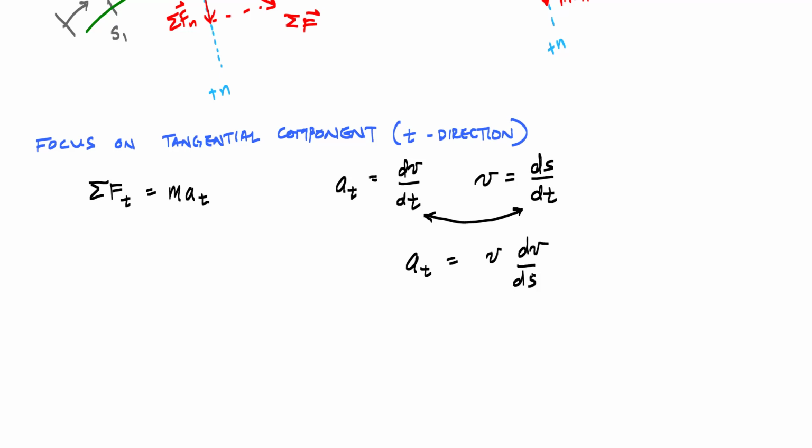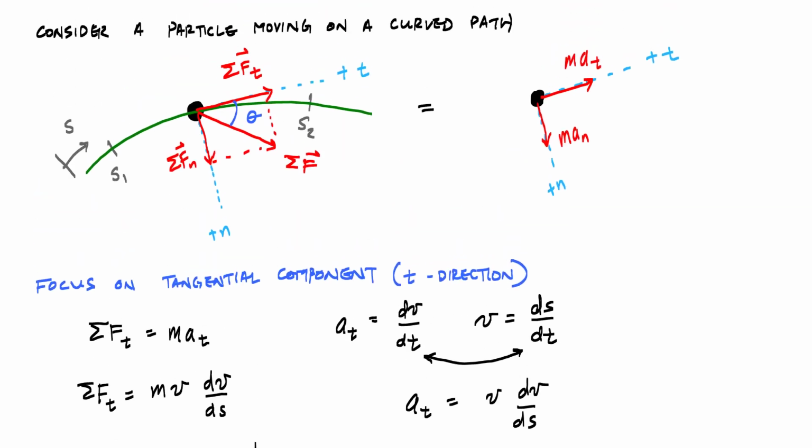If I substitute for this acceleration in my equation of motion, then I get the sum of the forces in the t equals m v dv over ds. I do some rearranging right here, and I'm looking at the particle as it moves from S1 to S2.